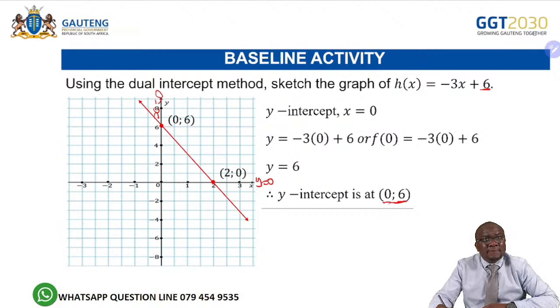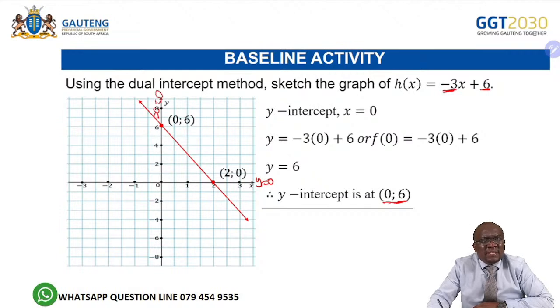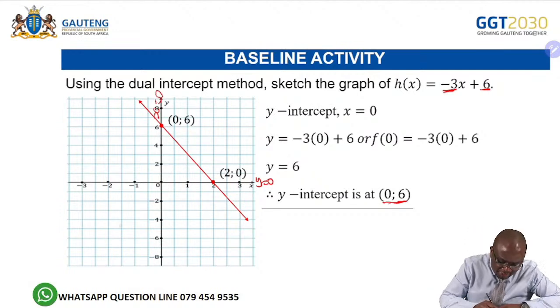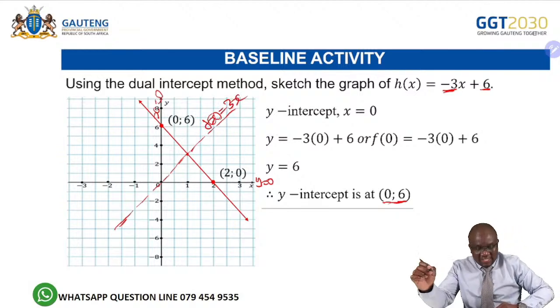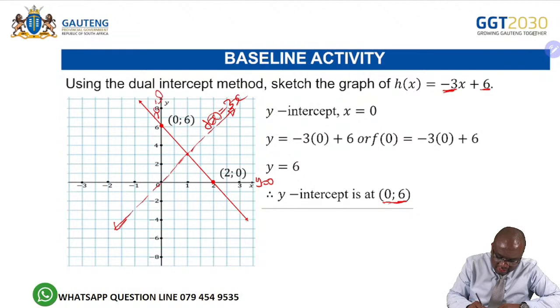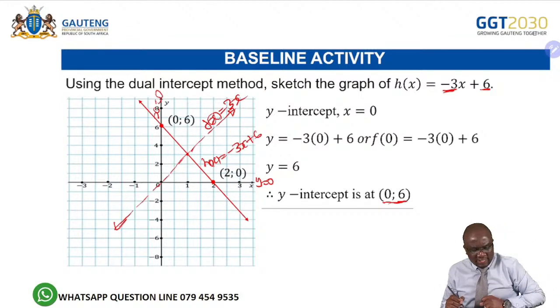What is the gradient of this graph? It is -3. What can you say about a negative gradient? Do we get an increasing graph or a decreasing graph? It is a decreasing graph. If a is negative, the graph will be decreasing. Remember we had our graph which was f of x is equal to 3x. It was an increasing graph. And then this one is h of x is equal to -3x plus 6. It's decreasing. When the gradient is negative, the graph is decreasing.